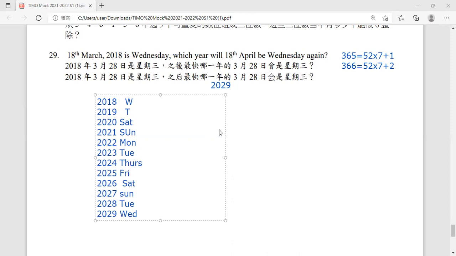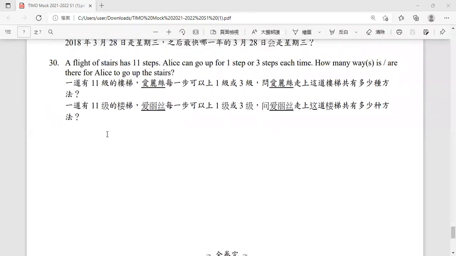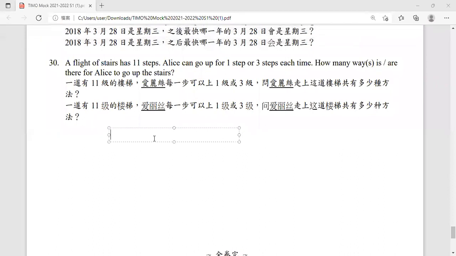Okay, the last question is very easy. You just make a chart yourself, okay? But please bear in mind that we are standing on the ground, so we have step 0. You just do some adding, it's okay.